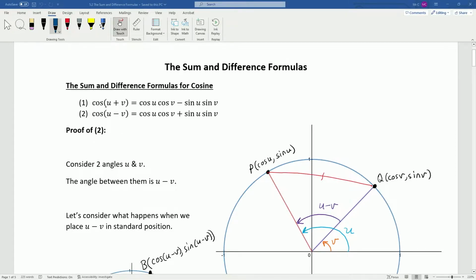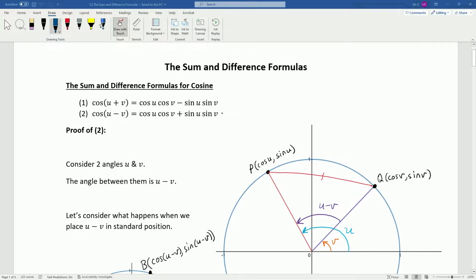two formulas. Cosine of u plus v equals cosine of u cosine of v minus sine of u sine of v. And cosine of u minus v equals cosine of u cosine of v plus sine of u sine of v.